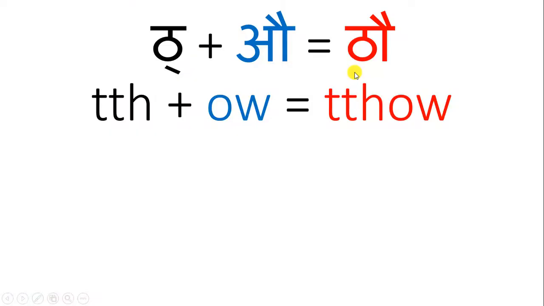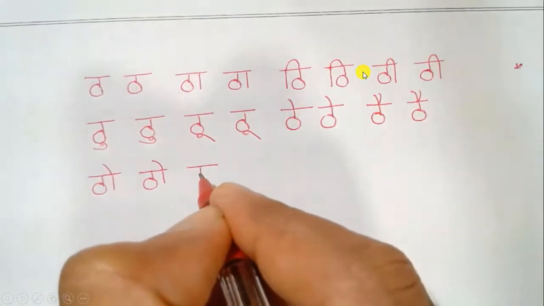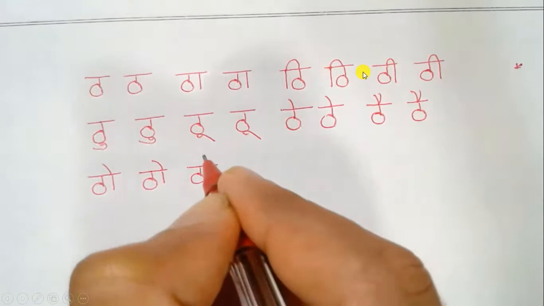Okay. Next is thou, and we get this sound thou when we add Th to Au. Th plus Au equal to thou, and thou is written like this.